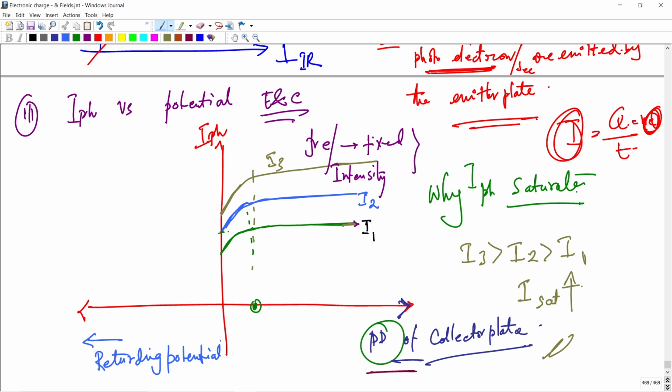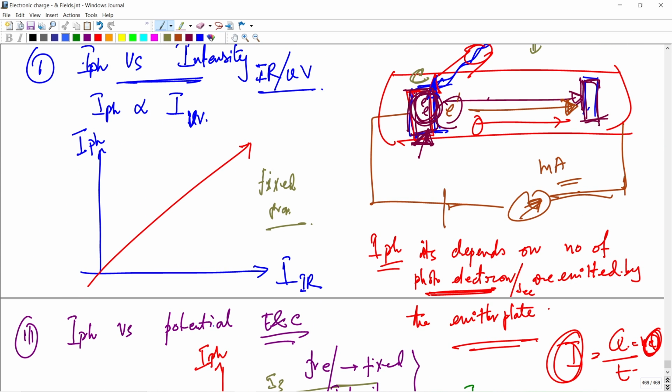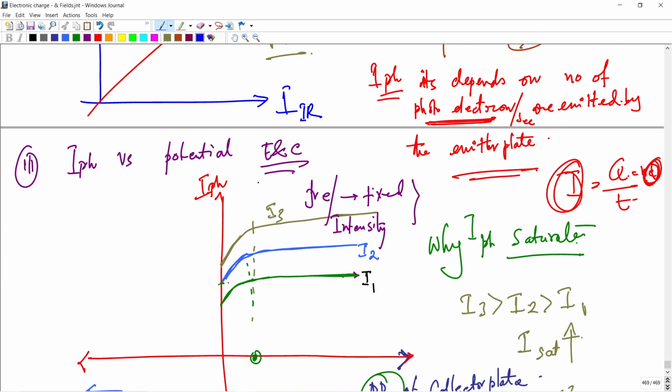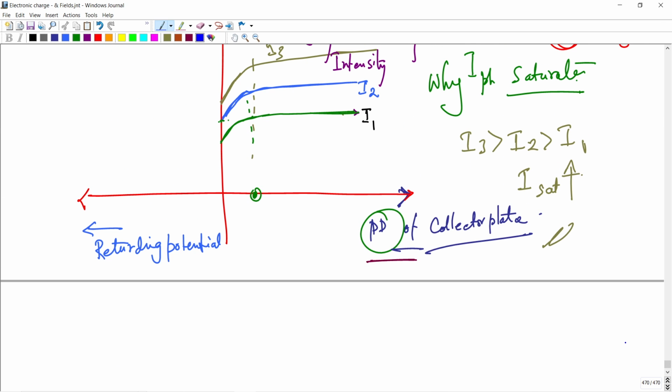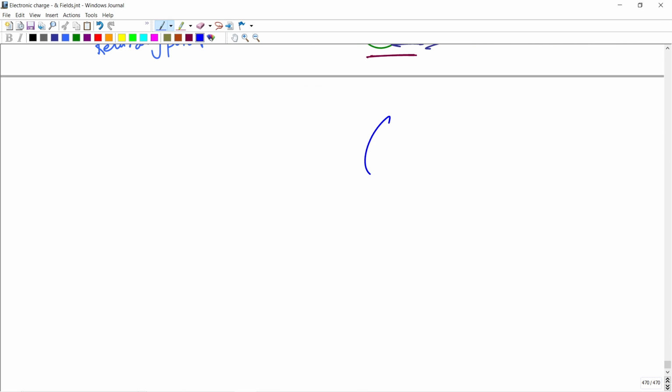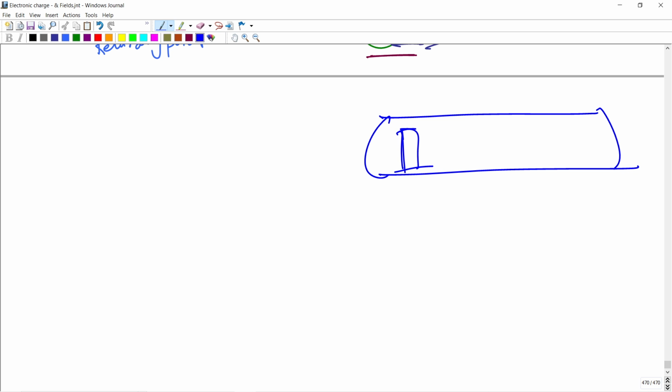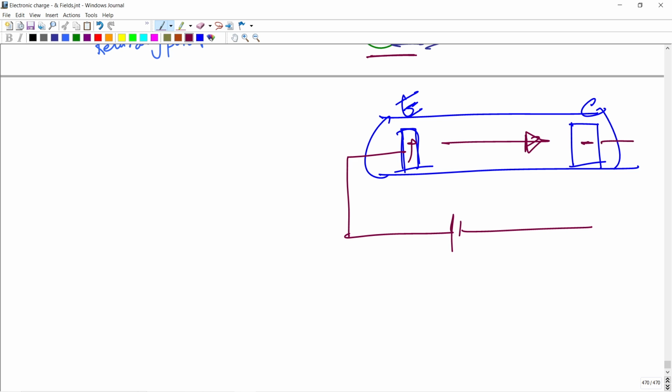If I change the polarity of that electrode, the polarity now looks like this. Here the window is the emitter plate, and these are the collector plates. With the new polarity, the collector plate is now negative, so the electric field is in that direction and the emitter is positive. We change the polarity with the help of a commutator.